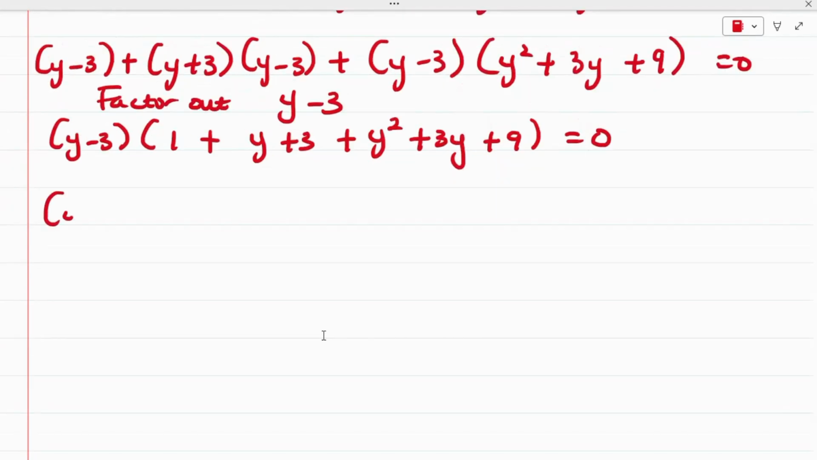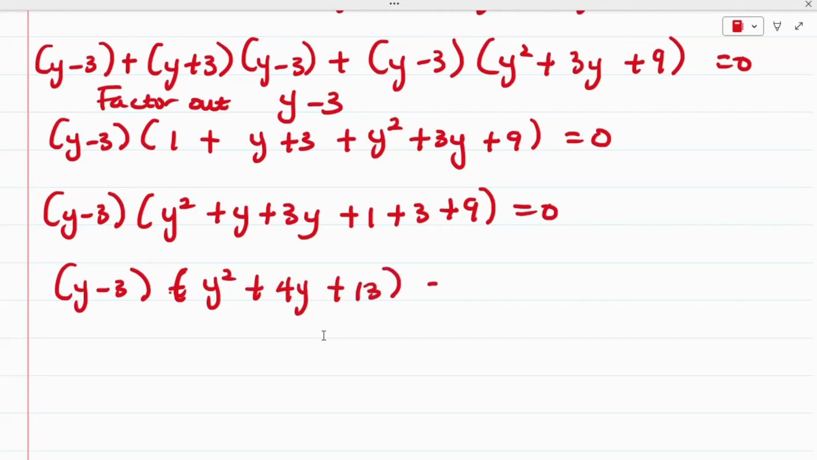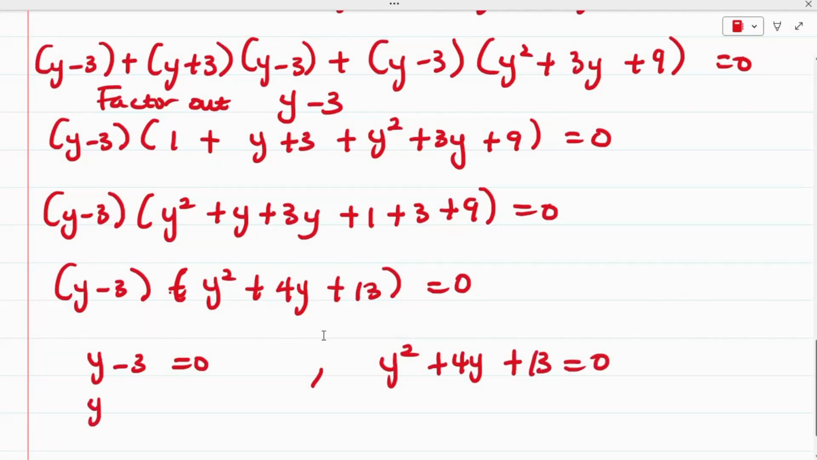So from here, we have (y - 3) times, and I'm going to rearrange this: y² + y + 3y + 1 + 3 + 9 = 0. We have (y - 3)(y² + 4y + 13) = 0, since y + 3y gives us 4y and 1 + 3 + 9 gives us 13. So from here we have y - 3 = 0, and y² + 4y + 13 = 0. So y = 0 + 3, and y = 3.